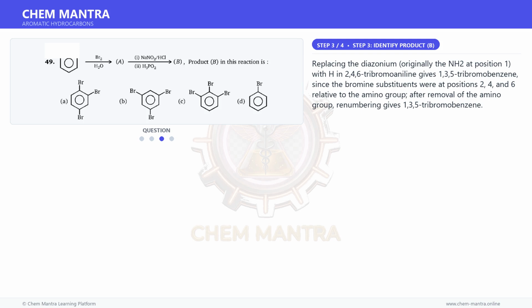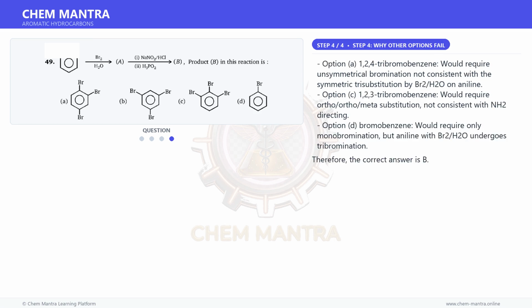Moving on to the next step. Replacing the diazonium, originally the NH2 at position 1, with H in 2,4,6-tribromoaniline gives 1,3,5-tribromobenzene, since the bromine substituents were at positions 2, 4, and 6 relative to the amino group. After removal of the amino group, renumbering gives 1,3,5-tribromobenzene.